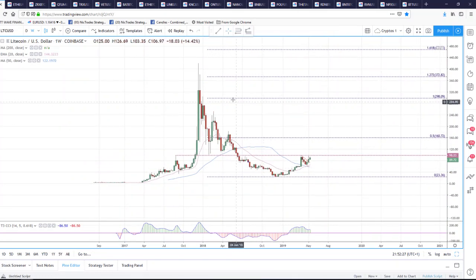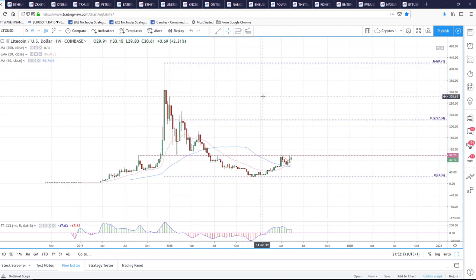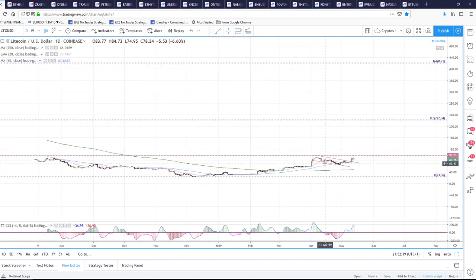But yeah, in terms of charts, Litecoin was the leader. Litecoin, you know, in terms of this whole rally, was the leader. And I think it's a great looking chart. But yeah, big cup and handle.